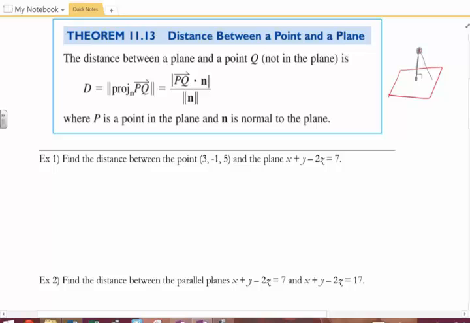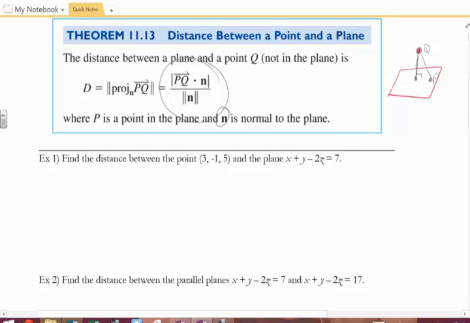Well, instead of doing that, there's a more straightforward, easier way to remember it. The formula for distance is PQ dot n, take the absolute value, and put that over the magnitude of n, where n is the normal vector to the plane, and PQ is a vector connecting a point not in the plane to a point on the plane, any point you can find at all.